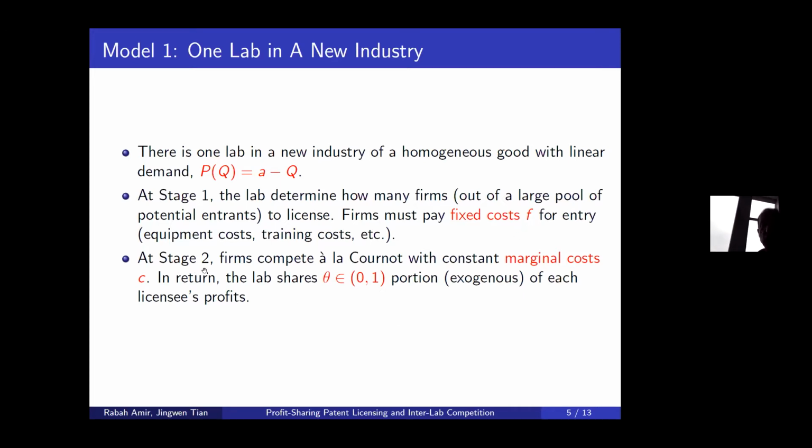And at stage two, after all the entrants have been observed, they compete in standard full information Cournot with constant marginal cost C, and the lab gets this proportion theta that is exogenous as a share of the profit of each firm.